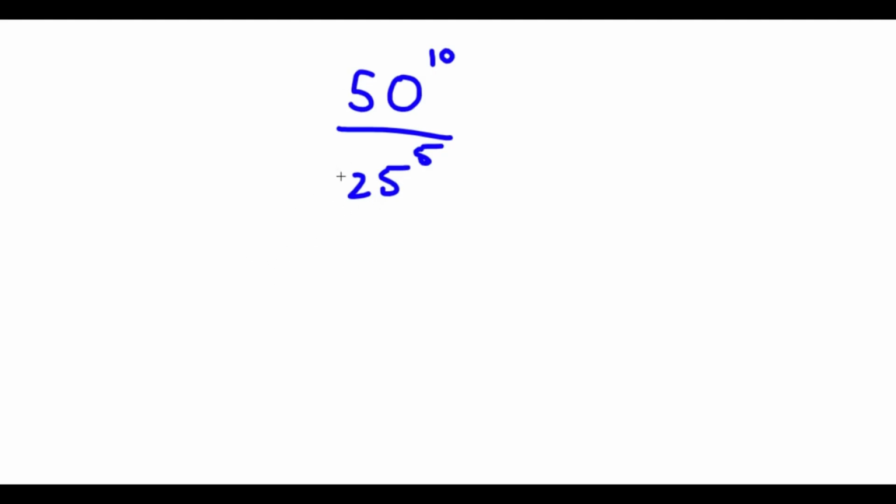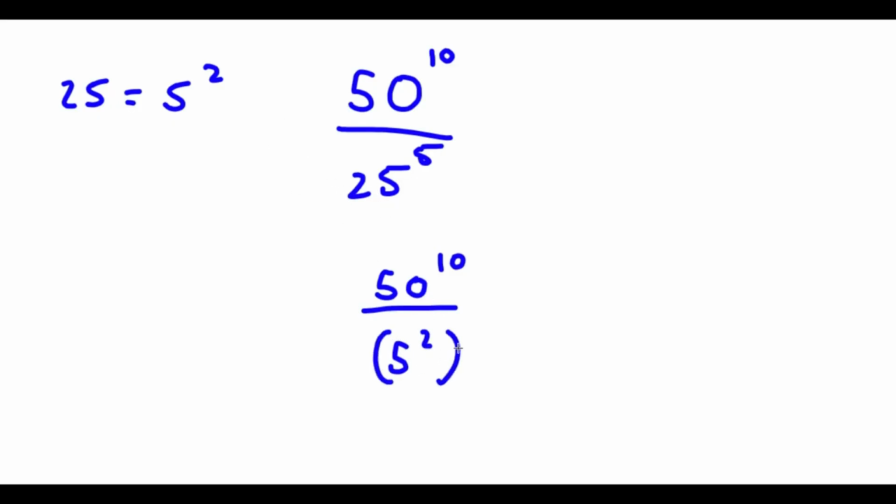So I have 50 to the power of 10 over 25 to the power of 5. Now first off, 25 here, this is the same thing as 5 squared. So now I have 50 to the power of 10 over, if I replace 25 with 5 squared, 5 squared to the power of 5.